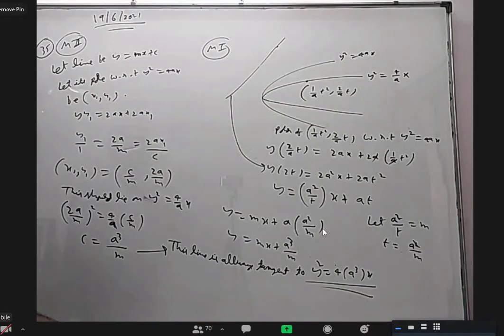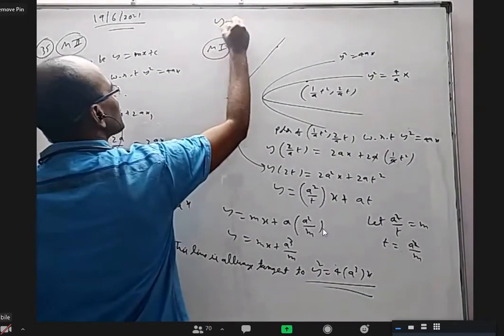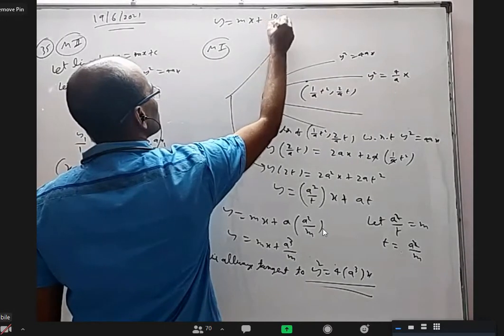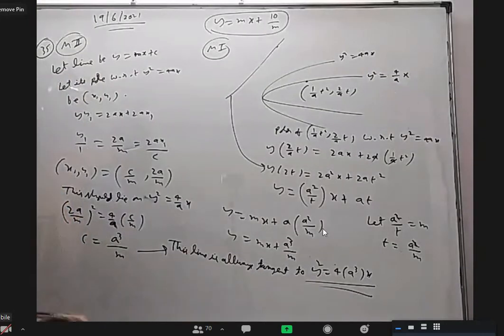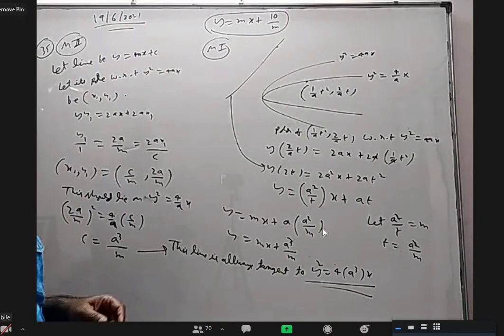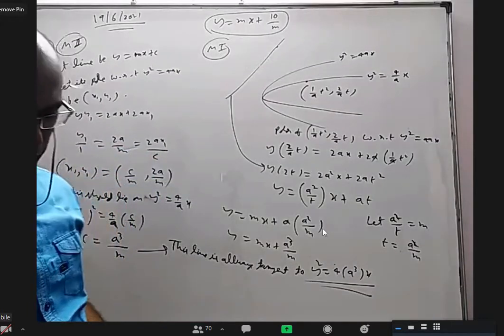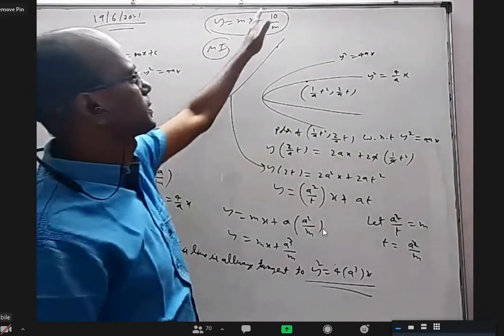Okay, so to complete this, I want to ask one question. Let us say you take y equal to mx plus 10 by m. Because you studied the parabola chapter, you can say that whatever m you take, this line is always tangent to one curve. What is the equation of that curve? y square equal to 40x, because it looks like y equal to mx plus a by m and a is 10.